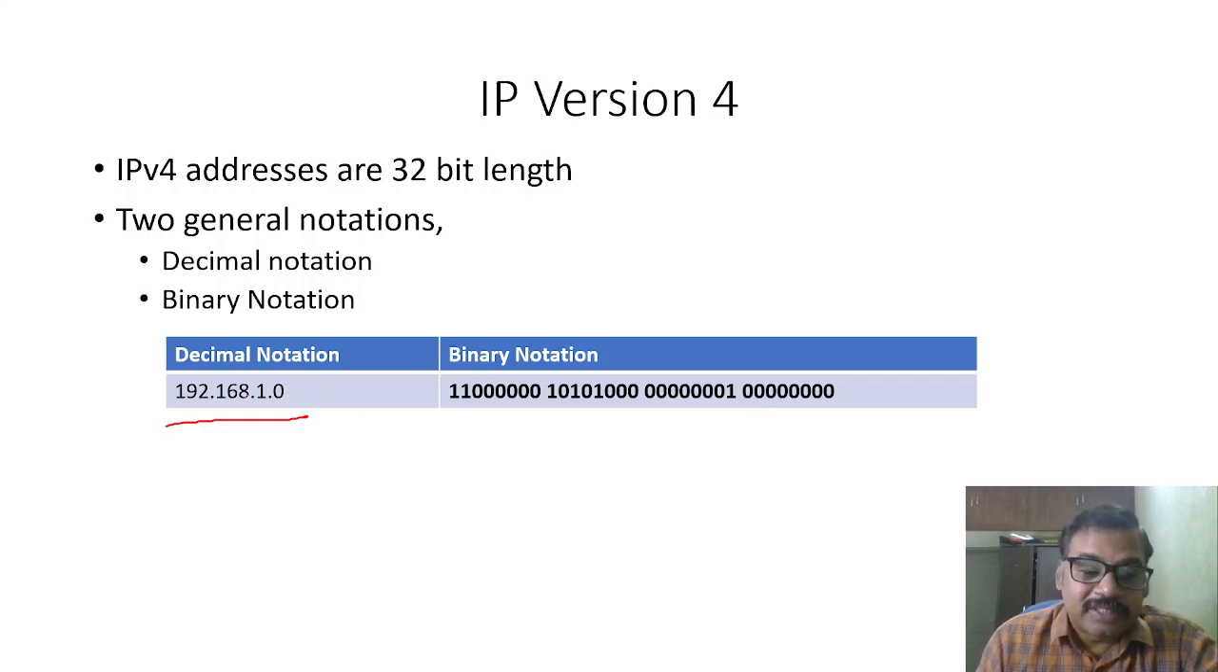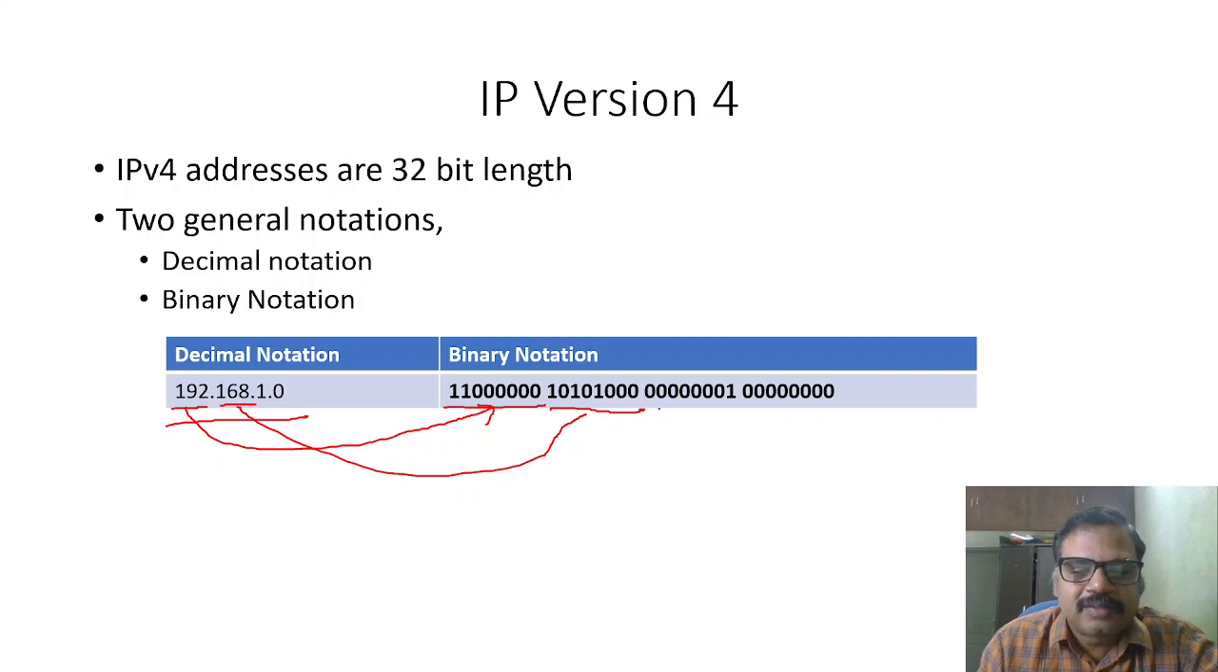IPv4 is made up of 4 sections. The first section, 192, is represented as these 8 bits. The second section, 168, is represented as the next set of 8 bits. The next set of 8 bits represents the third number, 1. The last 0 is represented by the last 8 bits. But as a whole, it is a continuous sequence of 32 bits. For our convenience, we break it into 8 bits since it corresponds to the respective sections in the decimal notation.